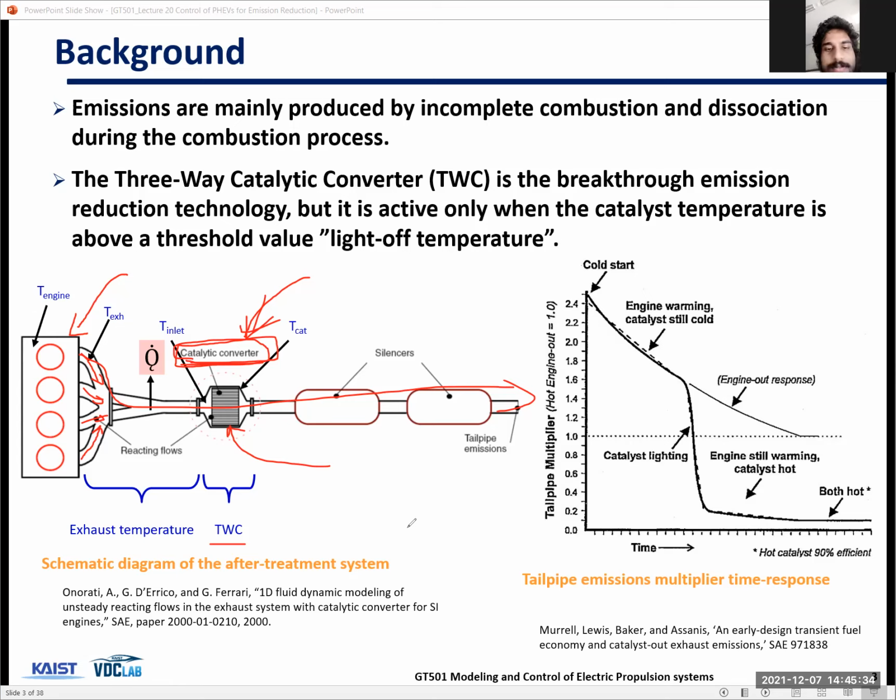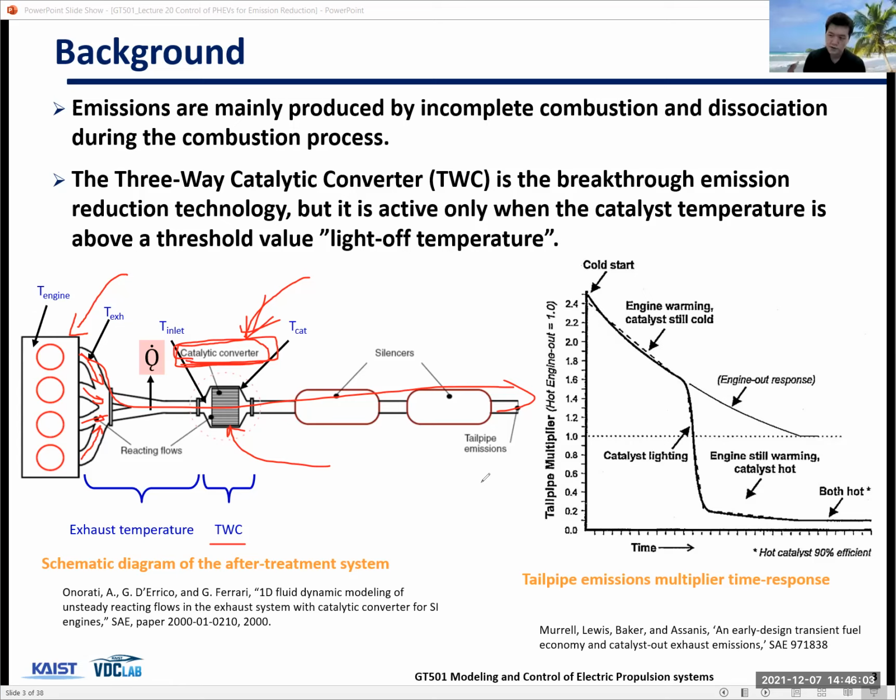Electric warming. That's a possibility, but that requires extra component cost and requires electricity. But it's possible. Can we use engine heat loss?